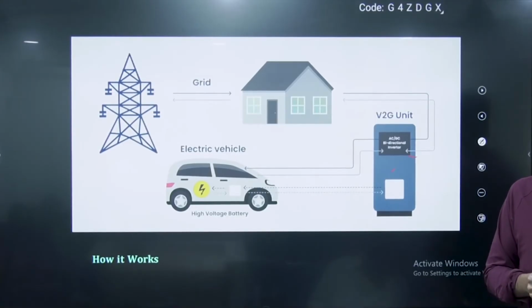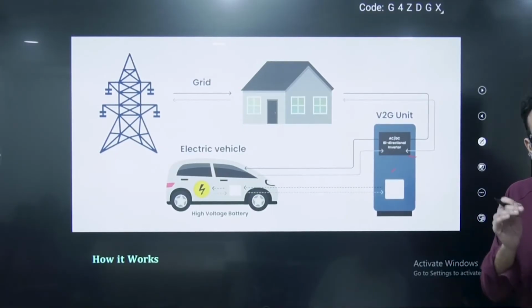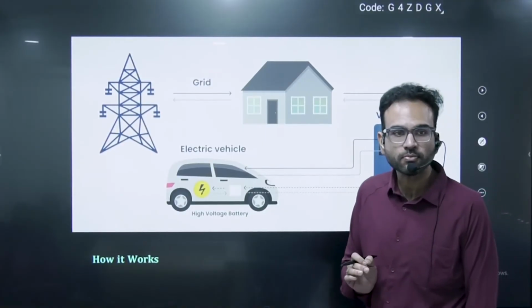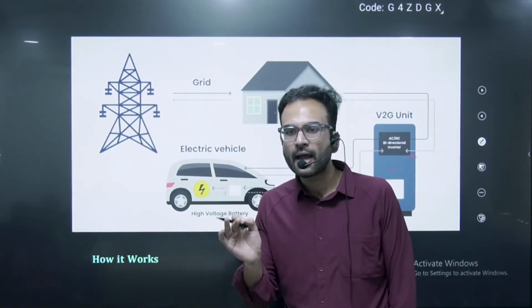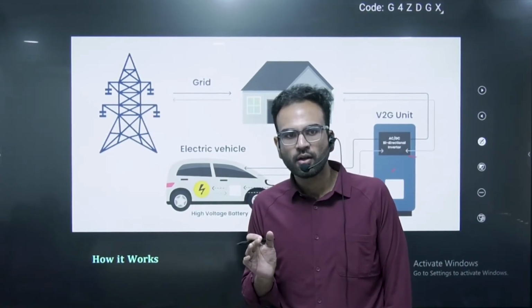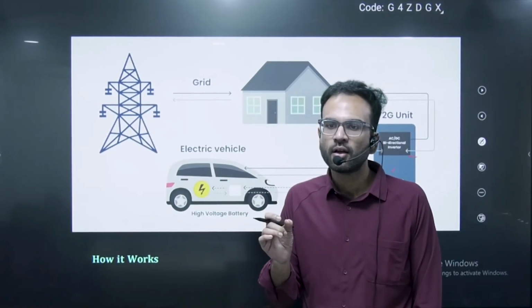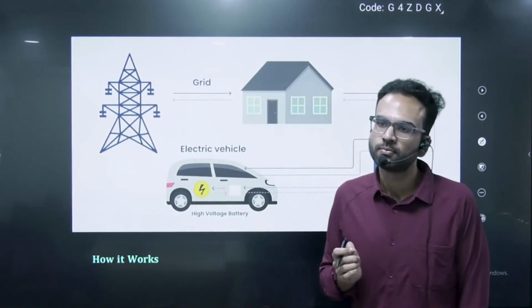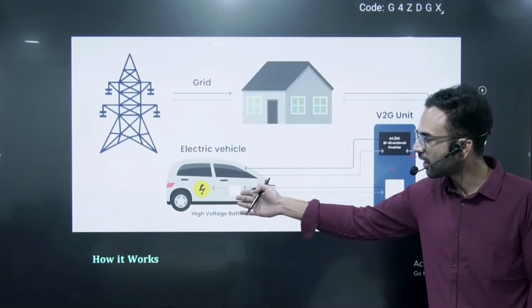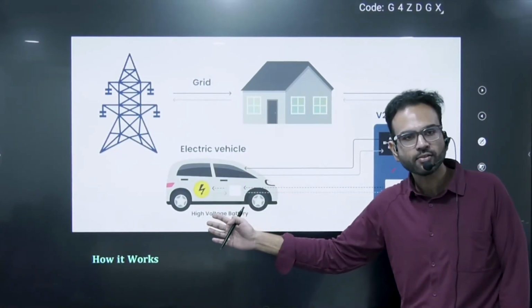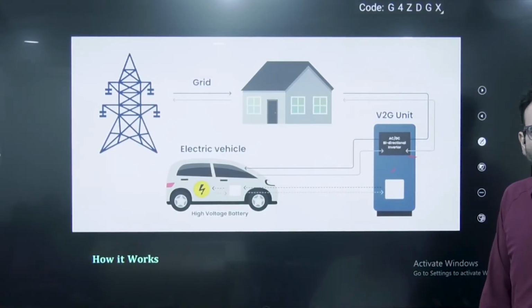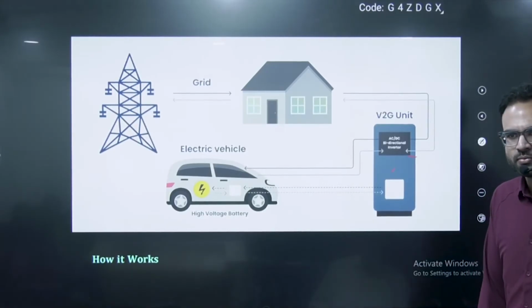The V2G technology is meant to solve what problem? Can you tell me? Vehicle to grid technology is solving a problem. What is that problem? Giving power back to the grid during the times where solar energy is not able to meet the peak demand. Why? Because e-vehicles have these batteries which are lying unused. Brilliant solution, right?